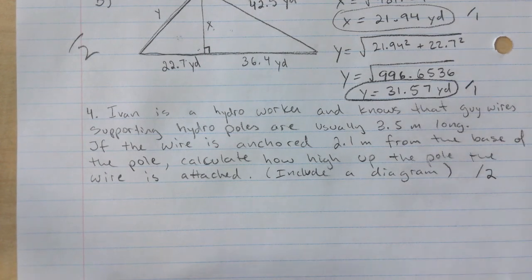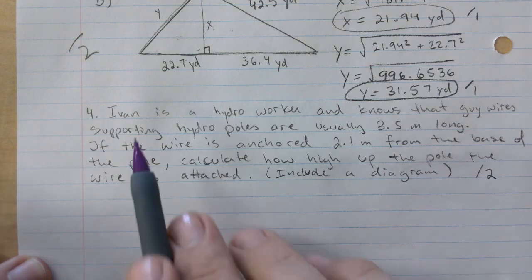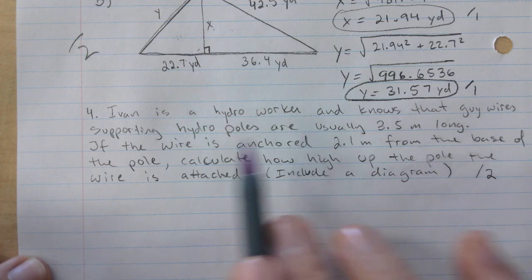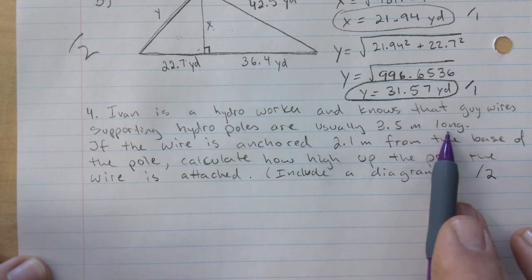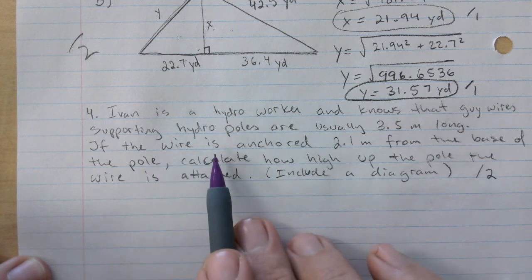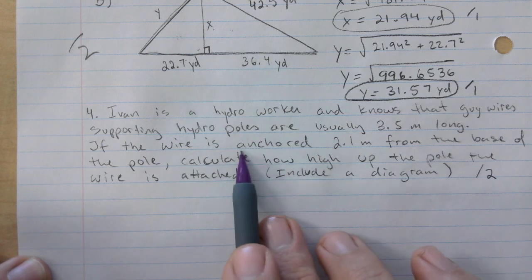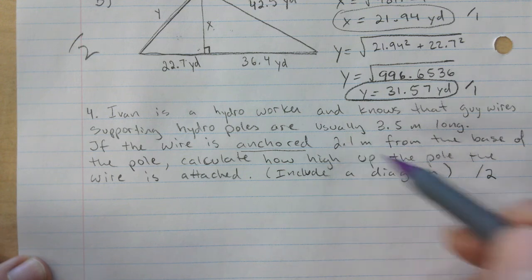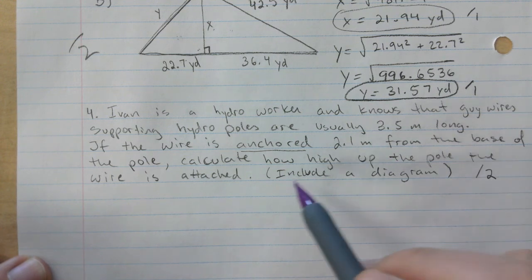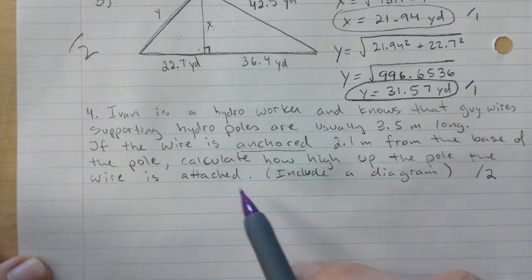So last one, that one is worth 2 marks as well. And then we'll tally it all up and see what you've got, okay? So Ivan is a hydro worker. He knows that guy wires supporting hydro poles are usually 3.5 meters long. If the wire is anchored, that means pinned to the ground, 2.1 meters from the base of the pole, calculate how high up the pole the wire is attached.